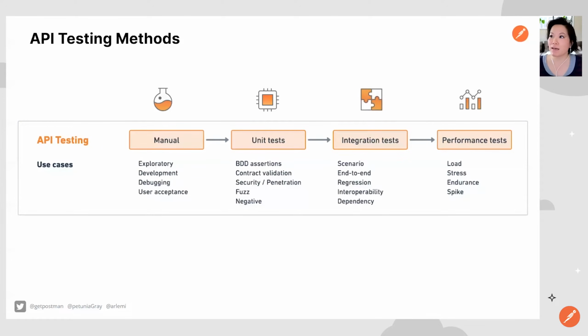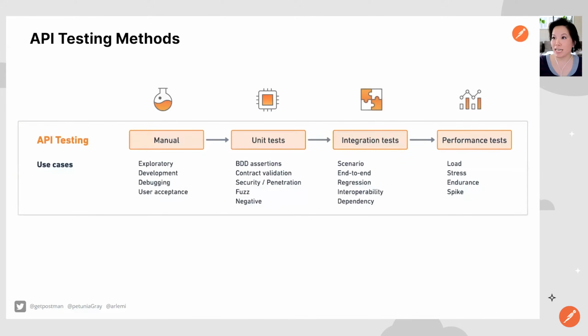And then everything beyond that, you have Postman tests. So you have the unit test. Unit test isn't super accurate, but it's the smallest unit of test. That's an awful way of saying it, but they are BDD, behavior-driven development assertions, Chai.js, contract validation, security and penetration testing. Fewer people are doing that. Fuzz testing, putting in unexpected inputs, negative testing, testing the unhappy paths to make sure you're getting the expected responses.